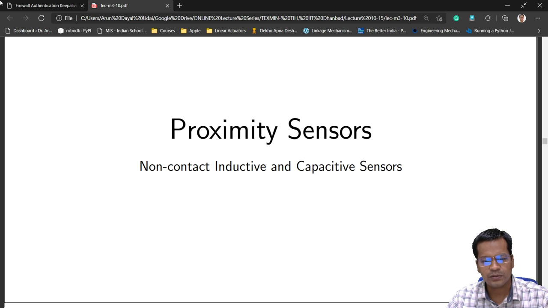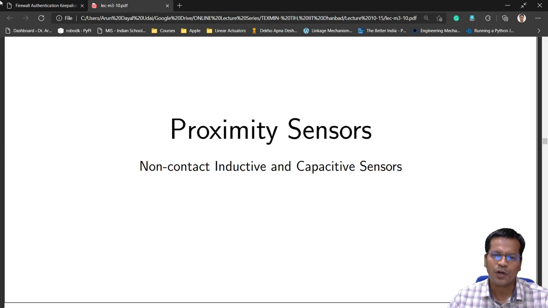Welcome to today's class. It is about proximity sensors that we'll discuss today. It is mostly a non-contact type of sensor. Proximity sensors are non-contact sensors, and we'll see two different types: inductive and capacitive. Both are non-contact type, whether it is inductive or capacitive. Is there any sensor which is sensing proximity and is of contact type?